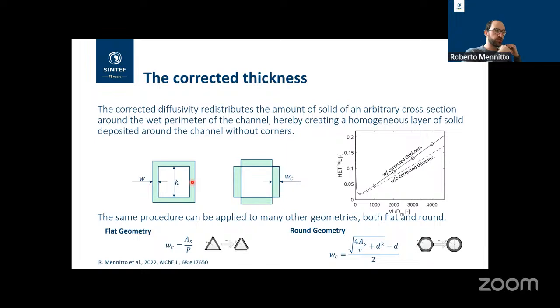So you can still use the HTTP correlation for a coated monolith. You just calculate the effective thickness because of the coating. So maybe your monolith is 200 micron wall plus 200 micron of coating, so the total is going to be 400 microns.